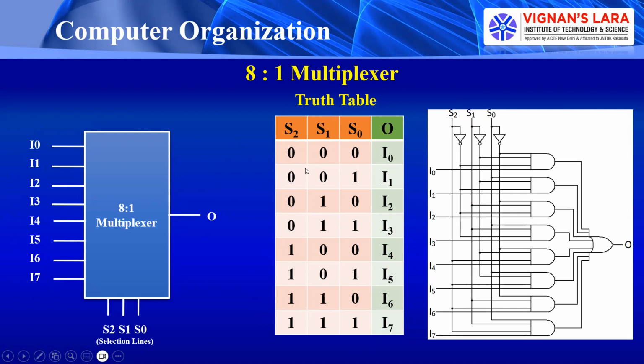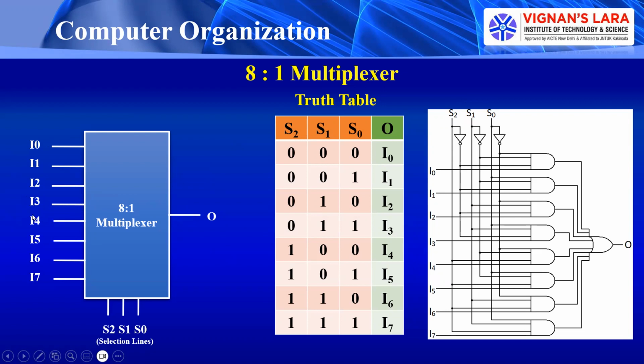It is similar to the previous case. When S2, S1, S0 are all zeros, I0 is selected, and I0 is directed to output O. The next combination on the selection lines is 0, 0, 1. At that time I1 is selected and directed to output O. For the combination 0, 1, 0, I2 is selected and directed to O. The next combination is 0, 1, 1. I3 is selected and directed to output O.